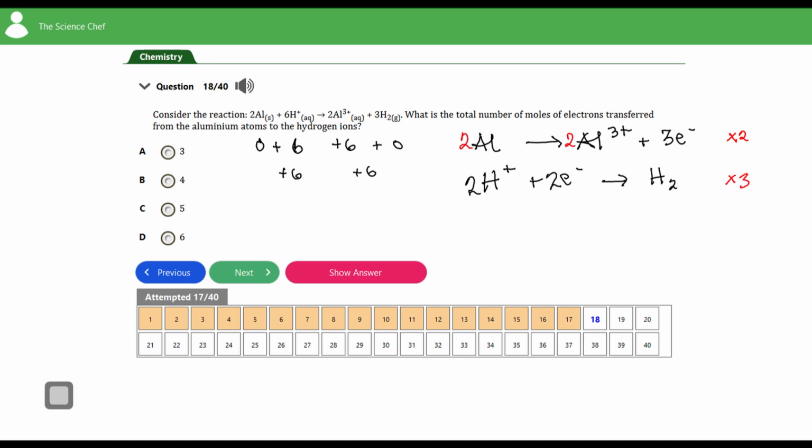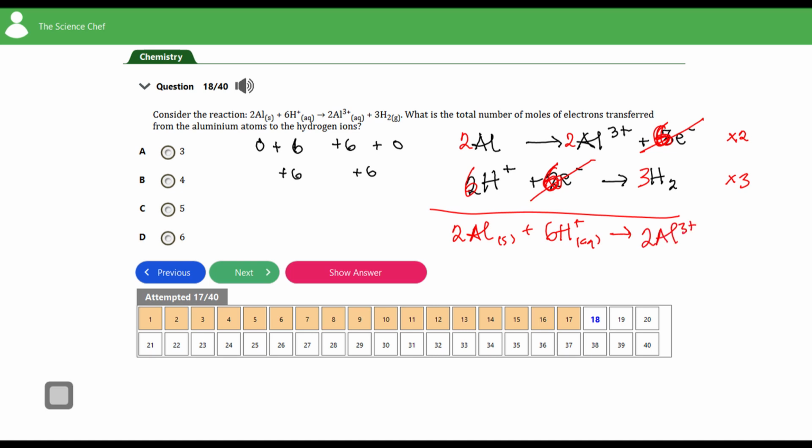So this gives us 2, 2 and 6. Well, this one will be 6, 6 and 3. So we add up both of them. So what do we have? We have 6 moles. You can see that there are 6 moles of electrons lost and gained. So this will cancel out, right? So we are now left with 2 aluminum solid plus 6 hydrogen ions, giving us 2 aluminum ions plus 3 hydrogen gas. Okay, so that's how we obtain the 6.